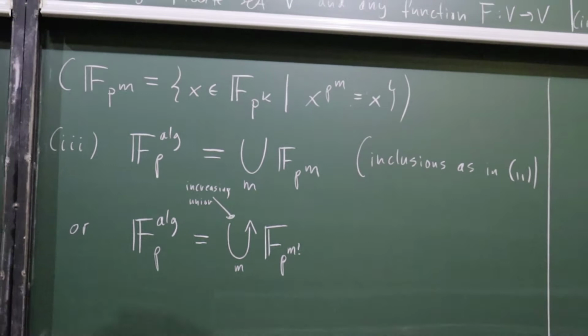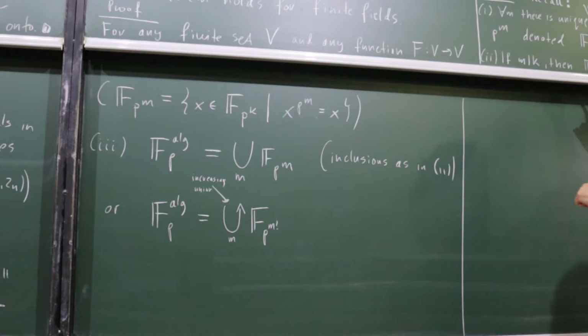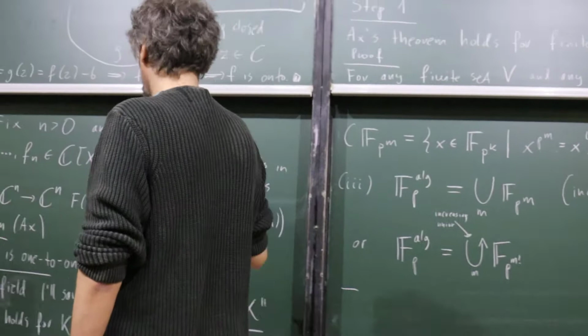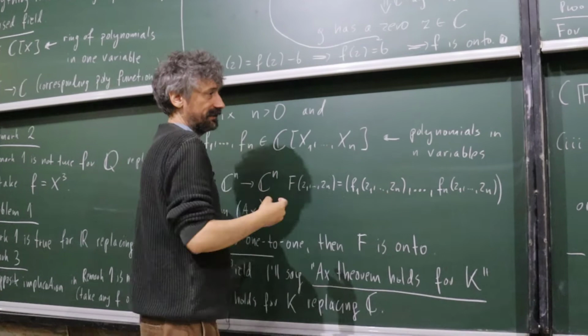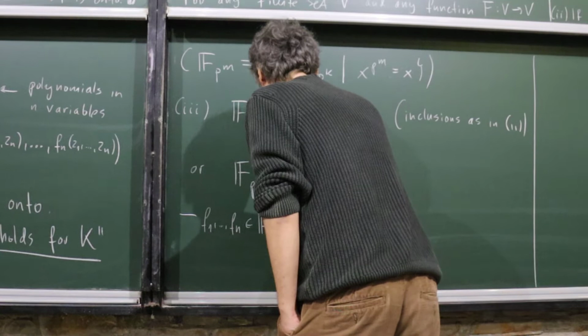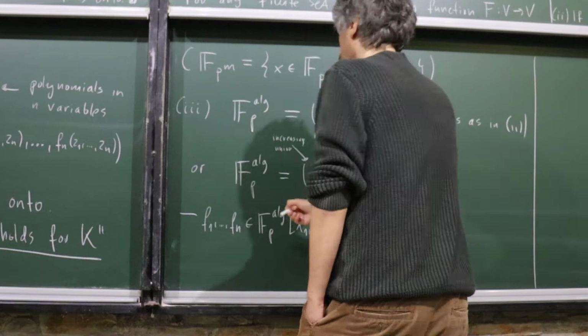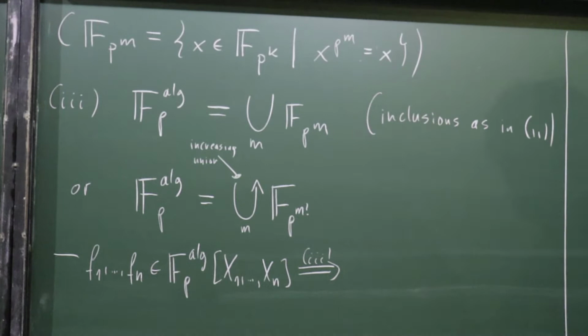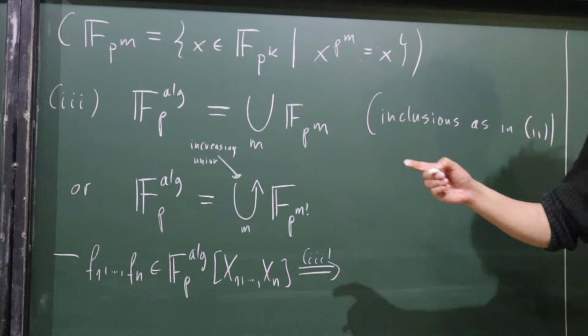Okay, that's all the three things I wanted you to recall. So now the actual argument starts. We are proving this Ax theorem. So we have these polynomials f_1, ..., f_n in F_p^alg[x_1, ..., x_n]. They have coefficients which live in this increasing union. There are finitely many polynomials, together they have finitely many coefficients, so they must live on some finite level.